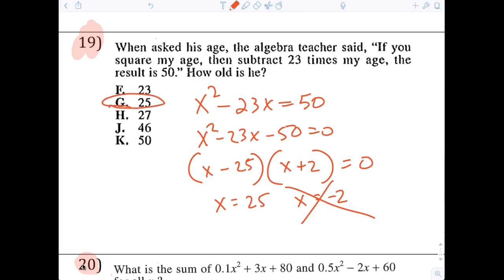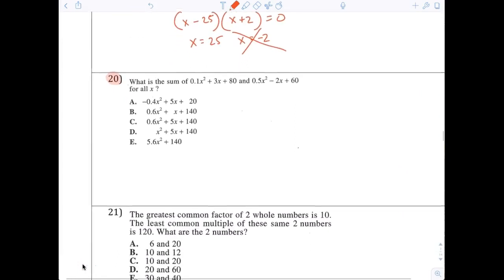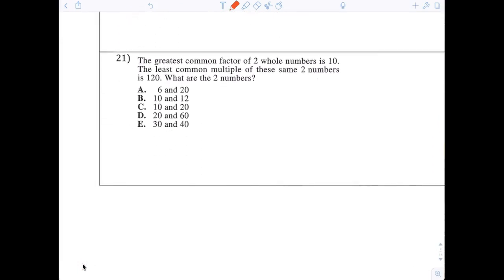Oh, so your math teacher would be 2 years old. All right, yeah. Well, there are some that are. All right, here we go.